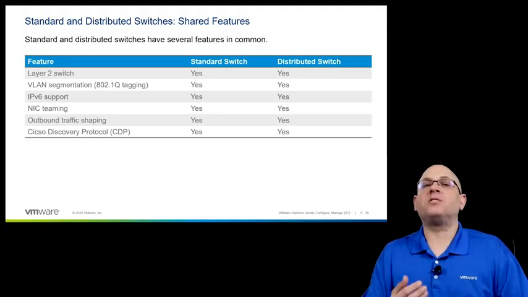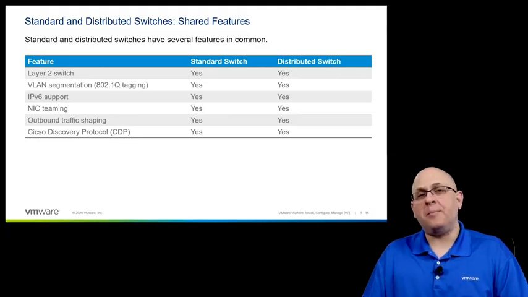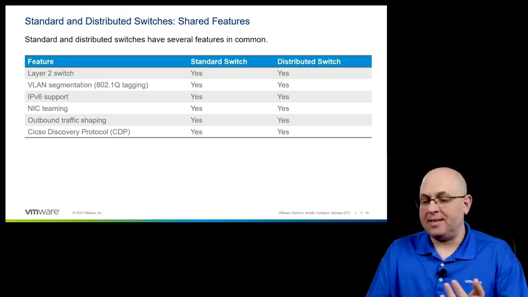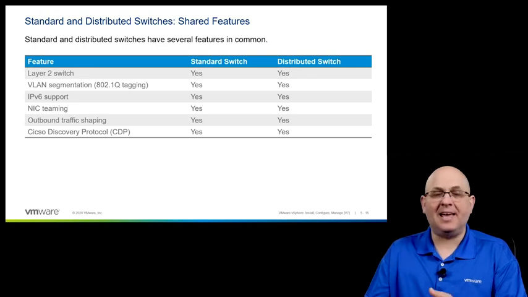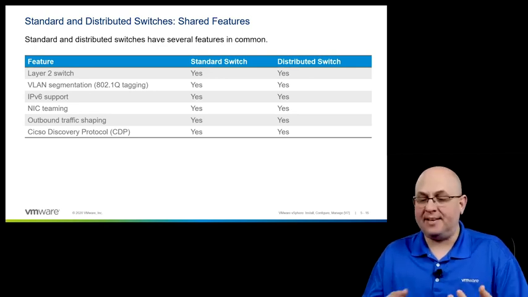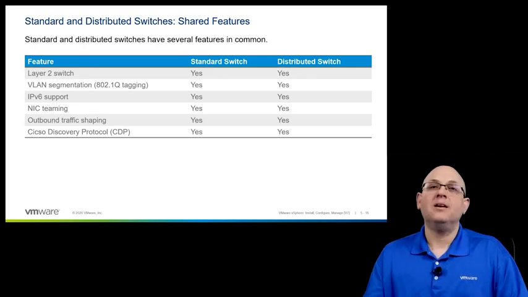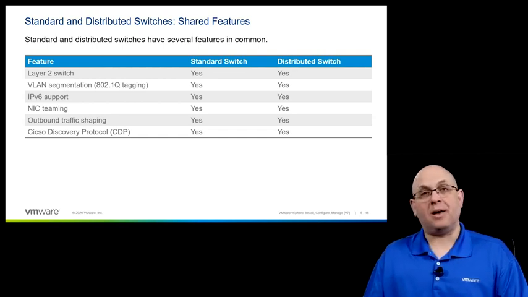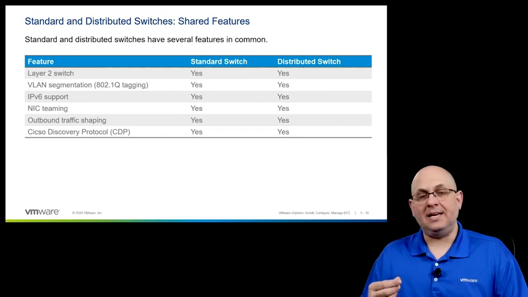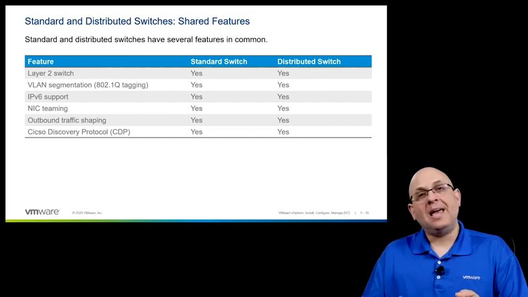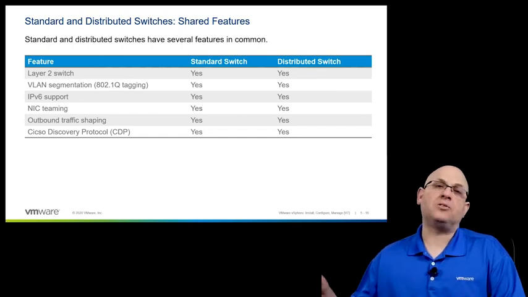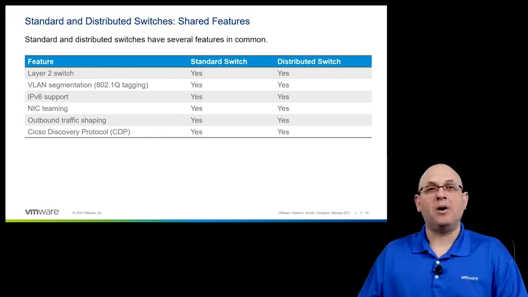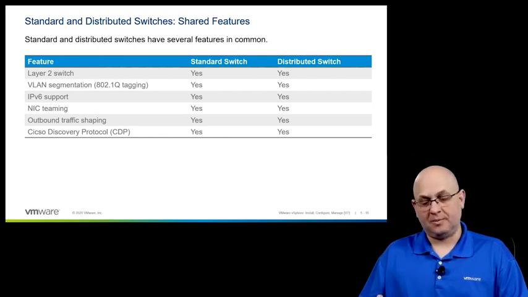Now you can see that there are some features that are common between the standard switch and the distributed switch. They're both based on layer 2, they both support VLANs, they both support IPv6, NIC teaming, things like that. We can do things like outbound traffic shaping, also on the standard switch. Now, in the next lesson, we're going to talk about traffic shaping and some of the other policies that we can set up on our standard or distributed switches.